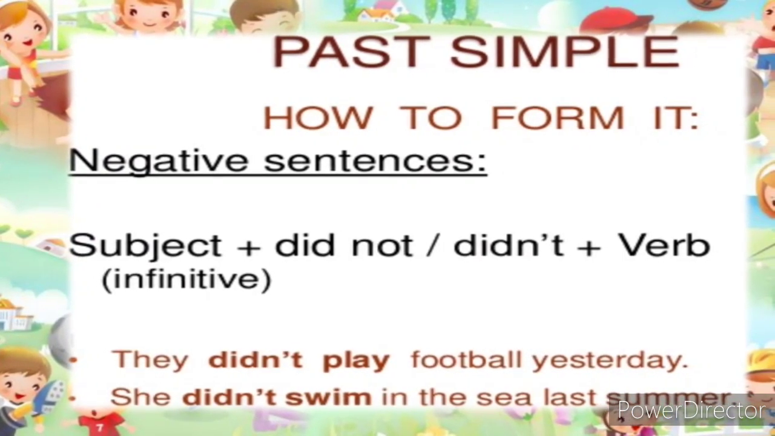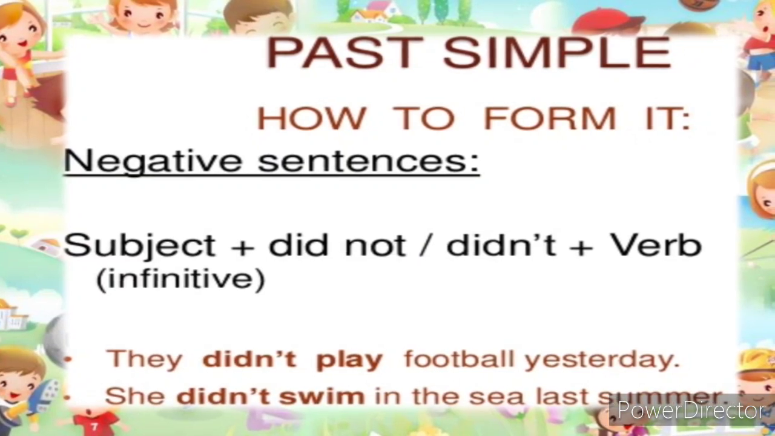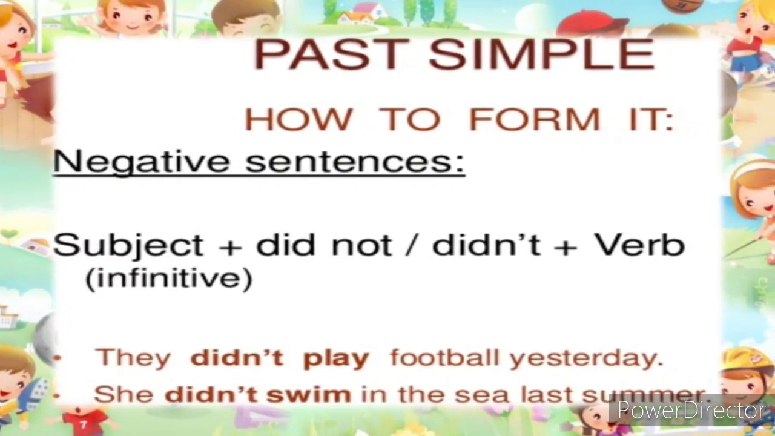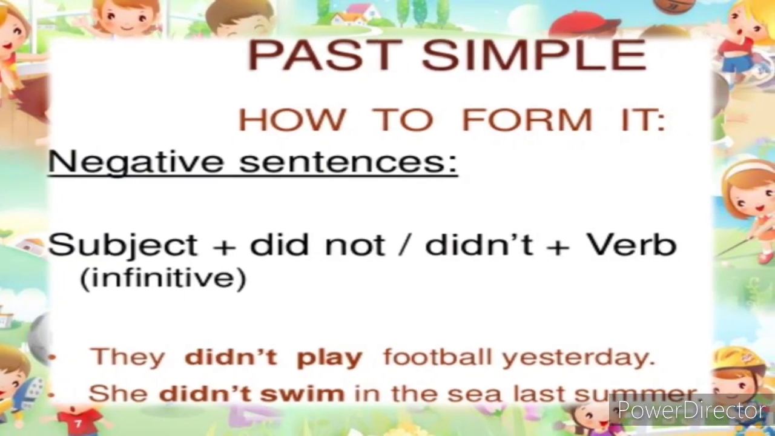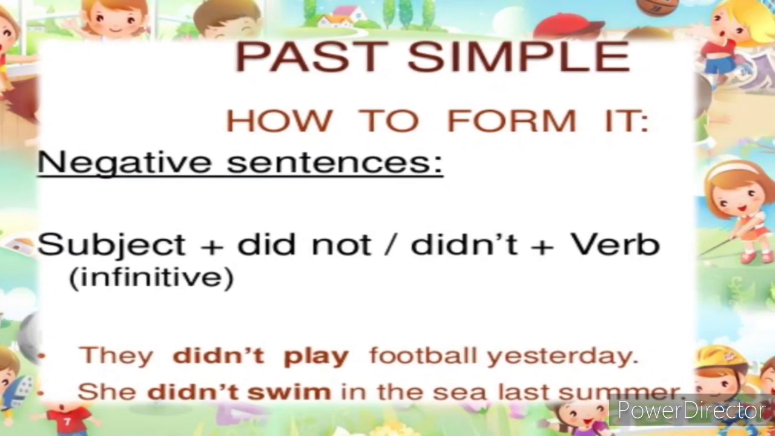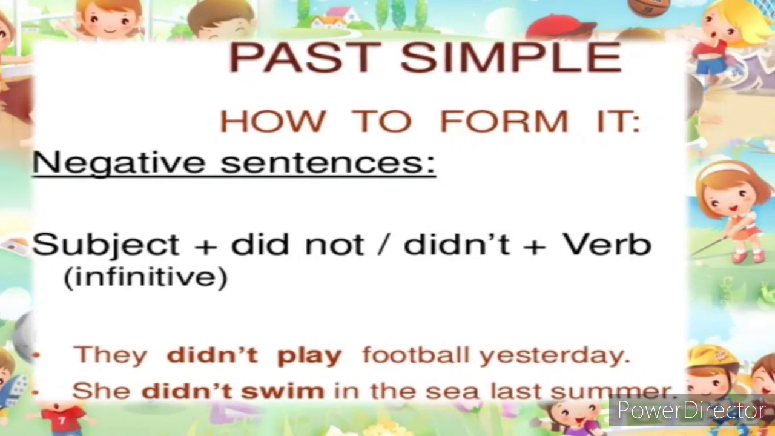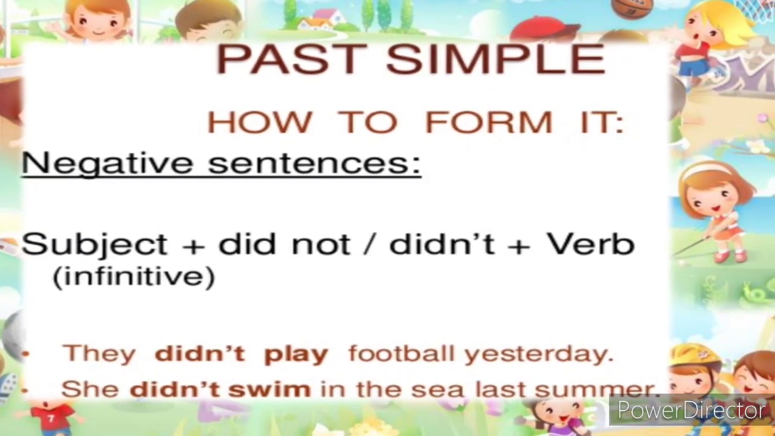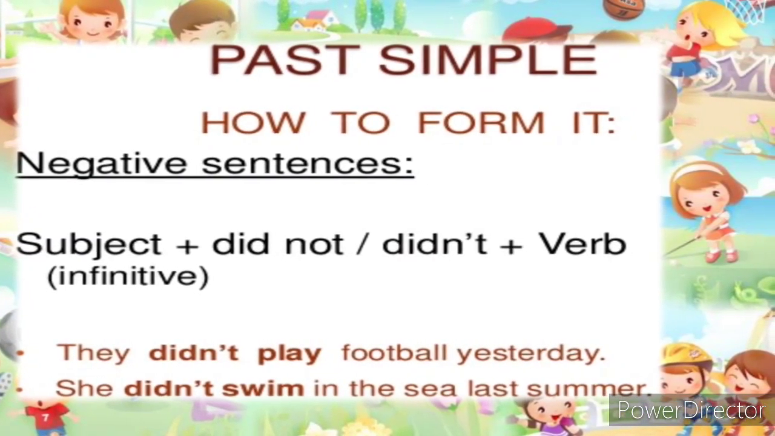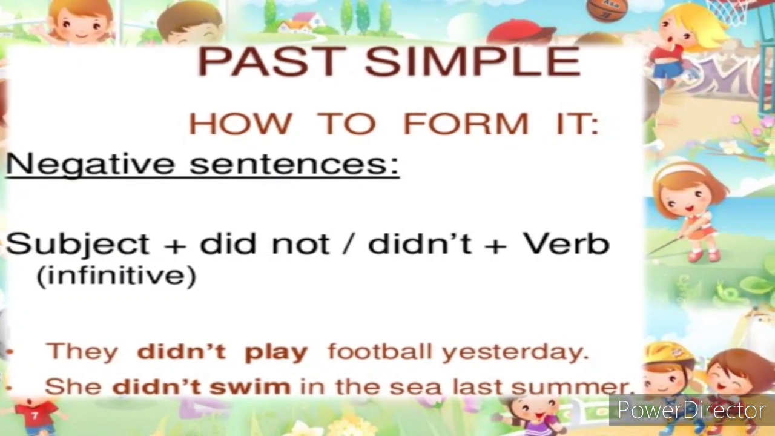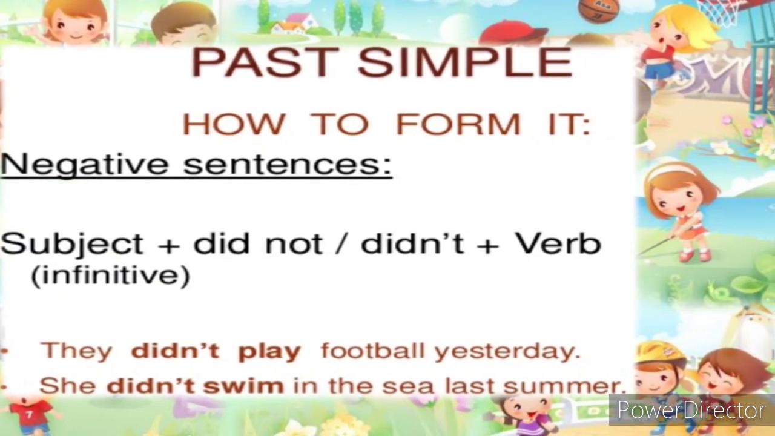Here we have to give more attention: when we add did in the sentence, we always have to use the base form of the verb, that is the first form of the verb, for making negative sentences or creating interrogative sentences. So the examples for negative sentences will be like this: they didn't play football yesterday, or she didn't swim in the sea last summer, and so on.